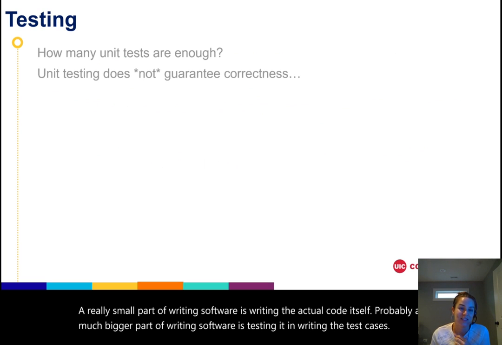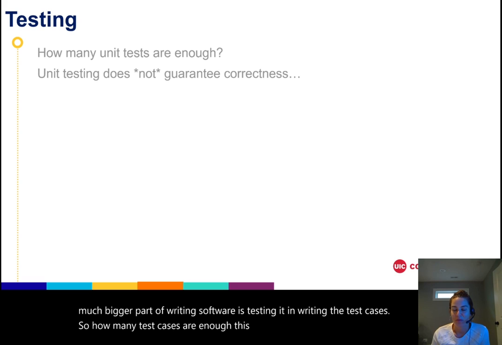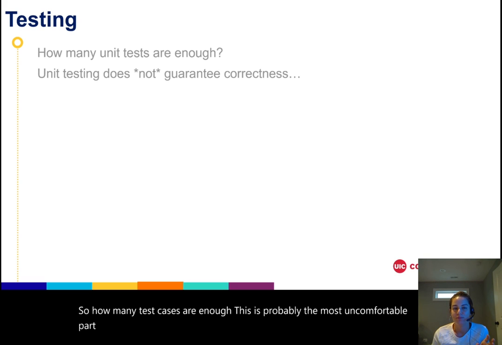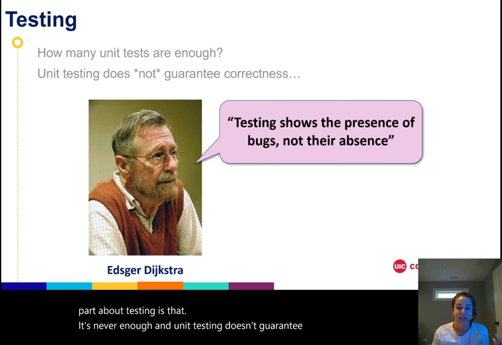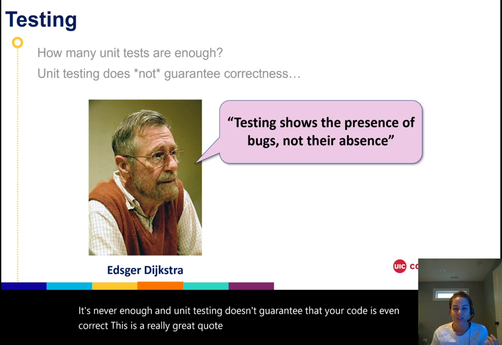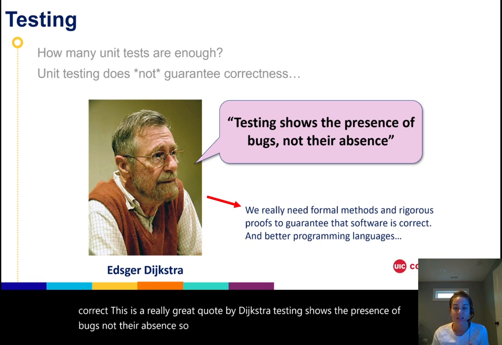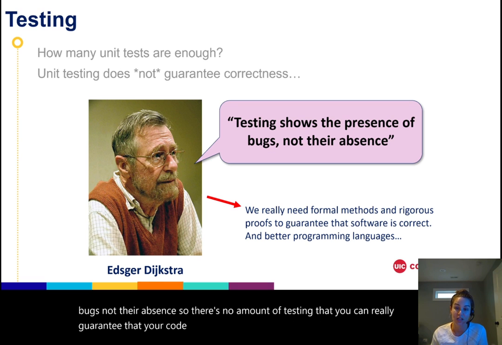So how many test cases are enough? This is probably the most uncomfortable part about testing: it's never enough, and unit testing doesn't guarantee that your code is even correct. This is a really great quote by Dijkstra: testing shows the presence of bugs, not their absence. So there's no amount of testing that you can really guarantee that your code is functioning under all edge cases, has no bugs, etc.